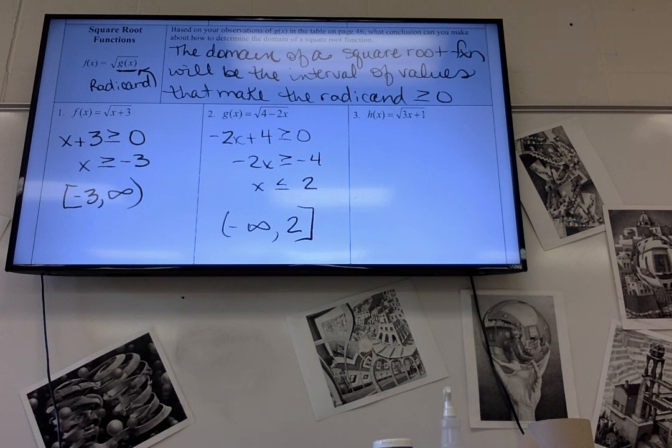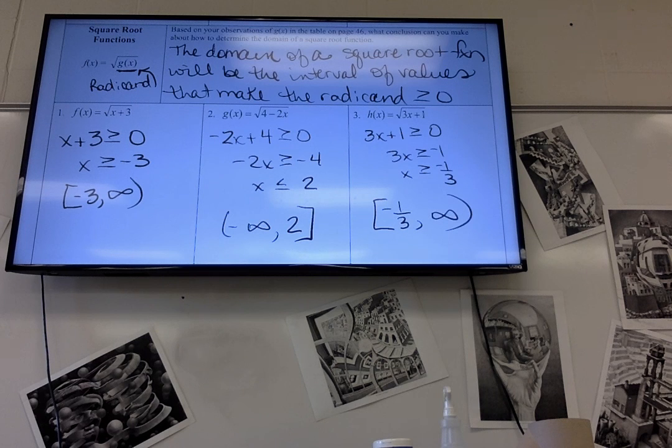All right, Justin, how would I do the next one? 3x plus 1 greater than or equal to 0. Very good. Go ahead. Then subtract 1. Good. Then divide by 3. Good. It would be a negative 1. You are absolutely right. So then it's x is greater than or equal to negative 1/3. And Becca, how would I write that as a domain? Bracket, negative 1/3, and then comma infinity.